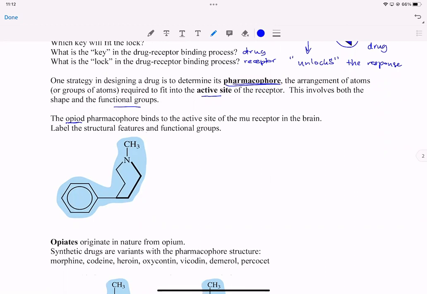So the opioid drugs have complicated structures. There's a lot more atoms in there, but this is the very fundamental foundation of the structure that's needed that binds into a receptor in the brain. So this is the activation of pathways in the brain that lead to the feel-good response. So the receptor in the brain that's targeted is called the mu receptor. And the structural features of this pharmacophore, so this is the very basic structure.